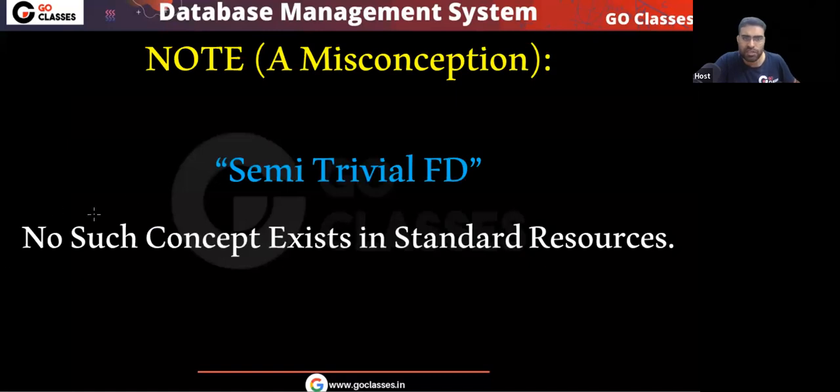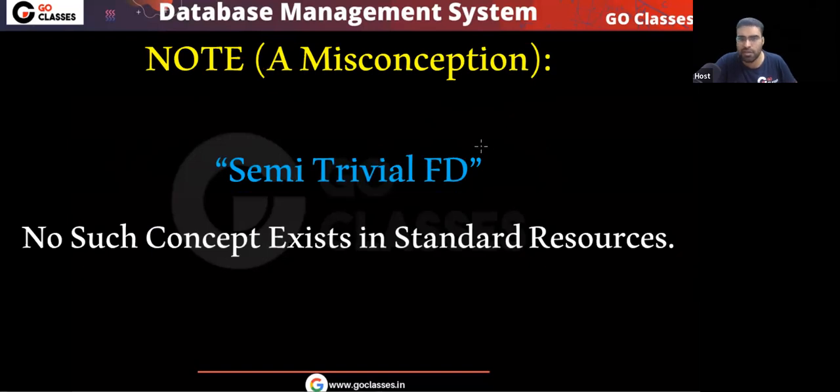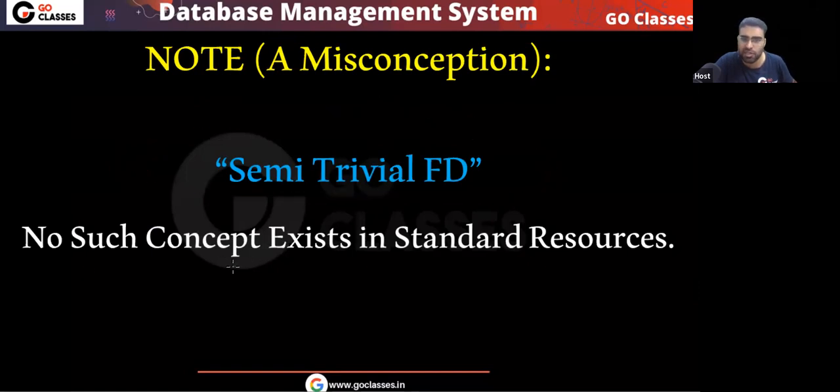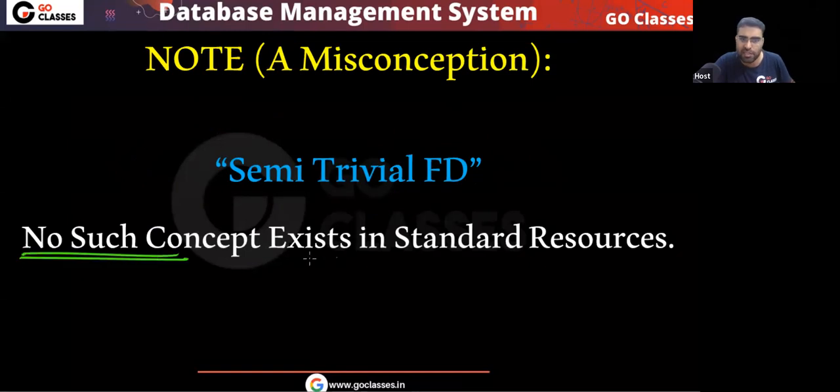Now I want to tell you about a misconception. Maybe some of you have seen this word semi-trivial, maybe on YouTube or in some other non-standard resources, or in some coaching institute. Let me tell you, this does not exist in the standard resources. No such concept exists. This is not a standard concept.